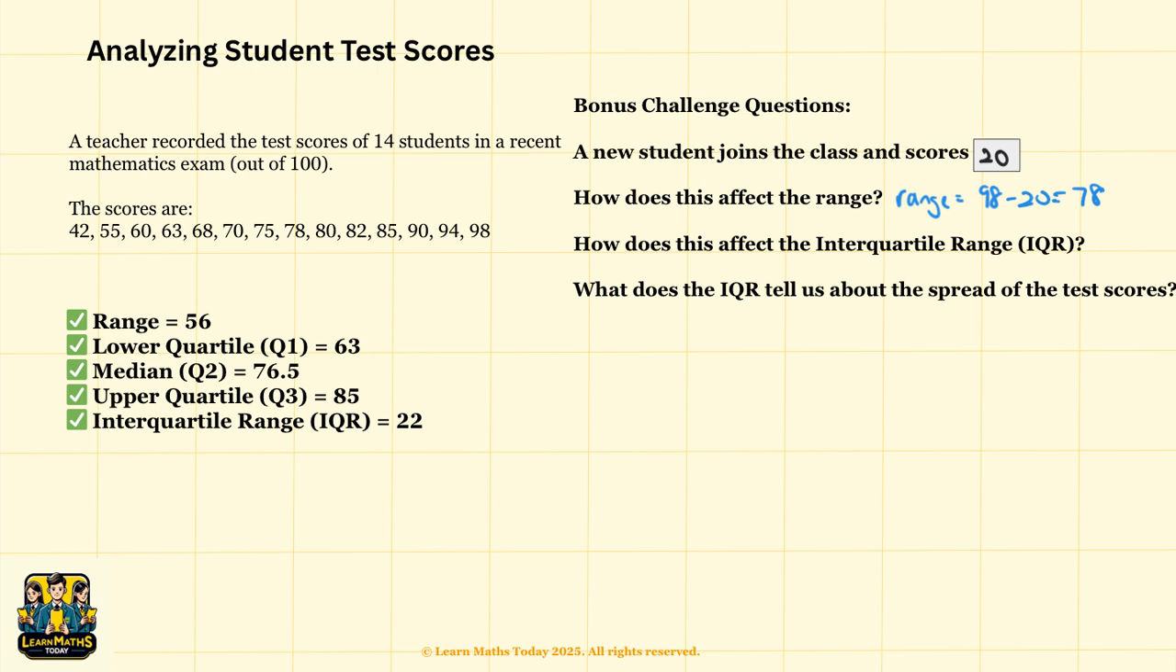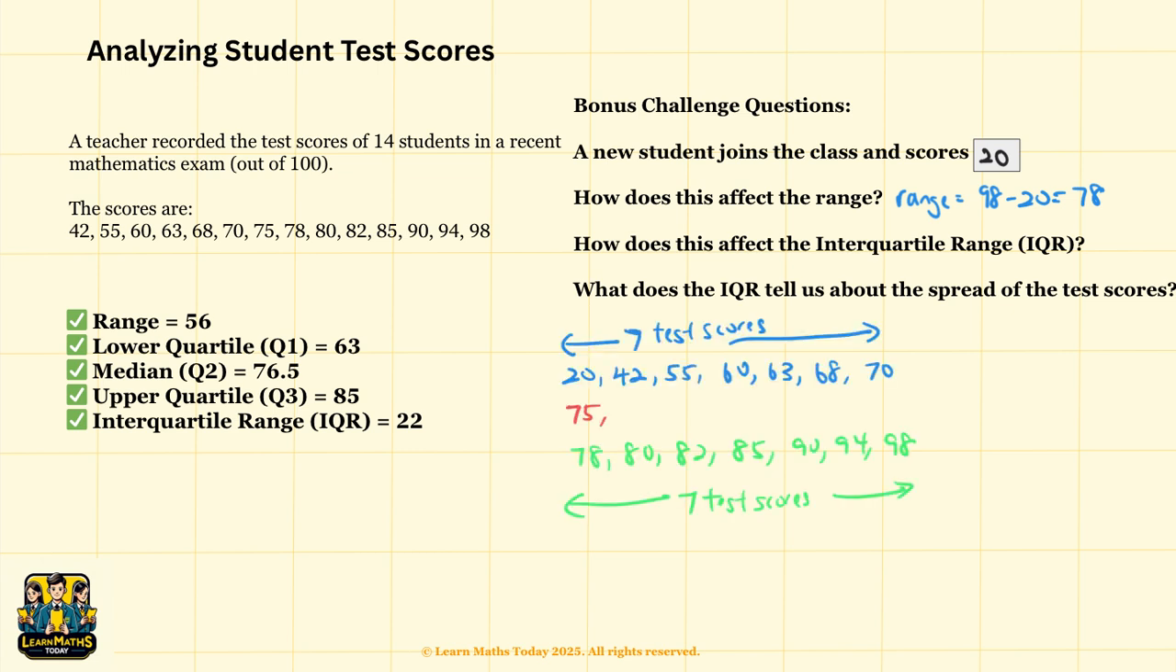To find the interquartile range, we need to split up this test score of 15 students into two sets. Now that we have this new test score of 20, we have 15 test scores. You can see for the first set of 7 test scores, you have 20, 42, 55, 60, 63, 68, and 70. The median value is 75, and then the next 7 test scores are 78, 80, 82, 85, 90, 94, 98.